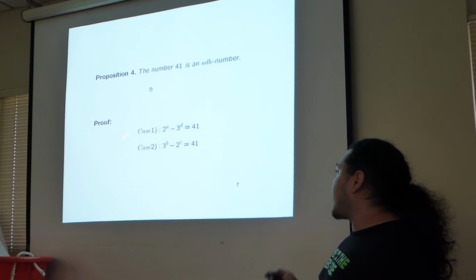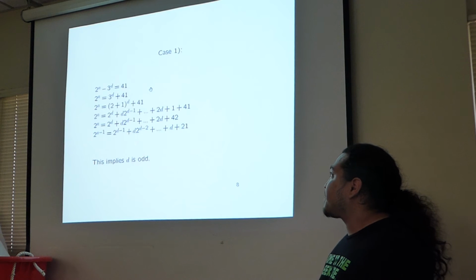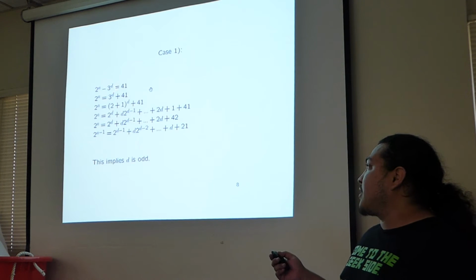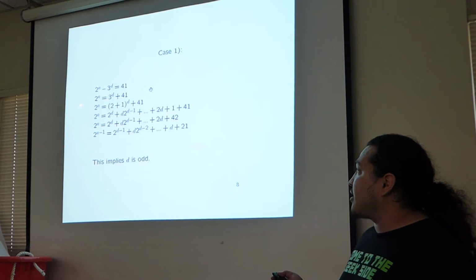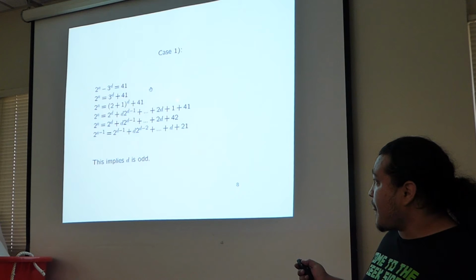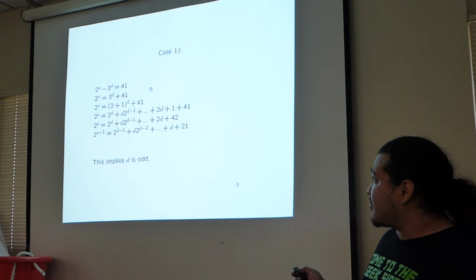So first we take a look at case 1. In case 1, we have 2 to the a minus 3 to the d is equal to 41. We move the 3 to the other side and write it as 2 plus 1. Then we use our binomial expansion, and we take this 1 and this 41, we add them together, and then we divide out that 2.